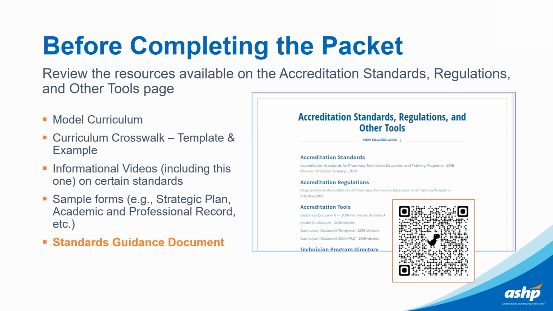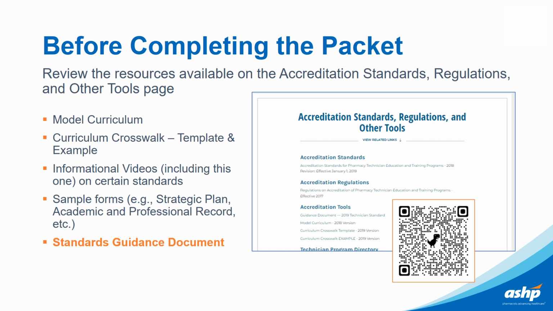Prior to your on-site survey, you will receive a pre-survey packet to be filled out with information about your program. Your assigned surveyor can act as a key resource for you as you prepare to fill out the pre-survey. Beyond your surveyor, there are many resources available online to help you through this process. Found on the ASHP website on the Accreditation Standards, Regulations, and Other Tools page, there are several items that have been developed by ASHP staff.